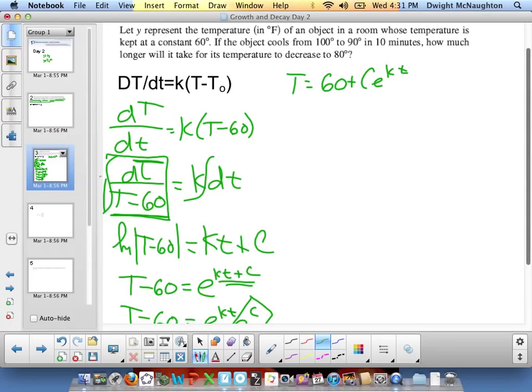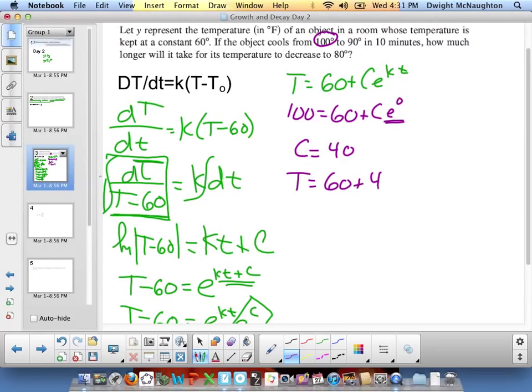And now we're going to figure out what C and k are. We'll start first knowing that the object starts at 100 degrees. So at time t equals 0, the object is 100. And you can see that C ends up being 40, because the exponential term ends up being 1. So C is 40, so T equals 60 plus 40e to the kt.